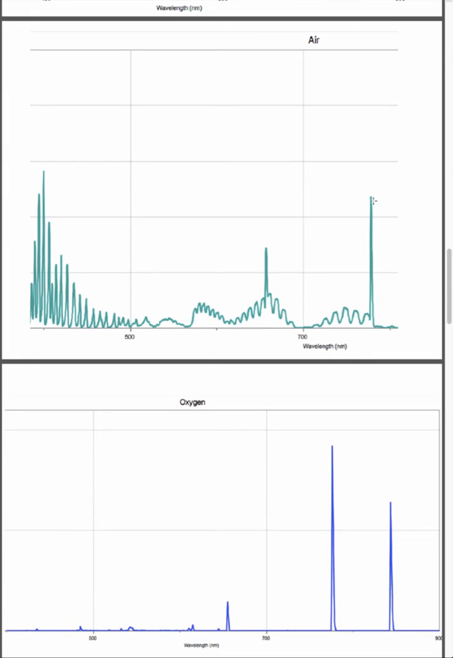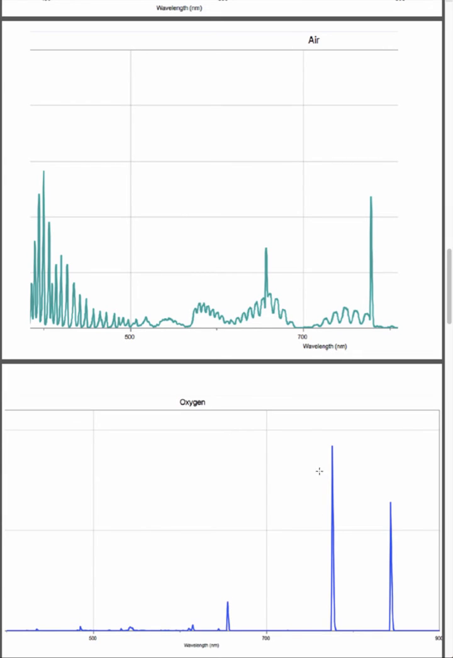So this peak in the emission of photons from excited air, which contains oxygen, is this peak. This one's off the charts up here. This peak for air at about, what, 660 or 670 is probably this peak right here.